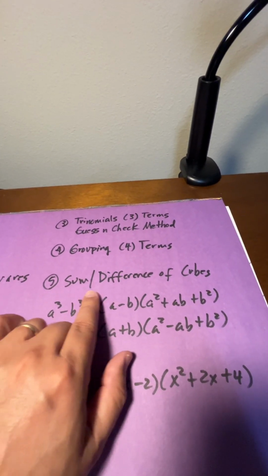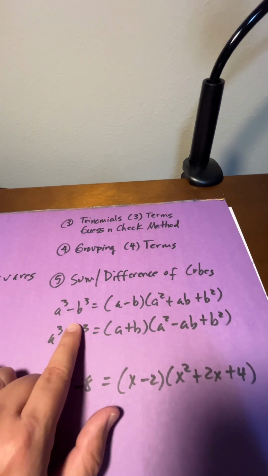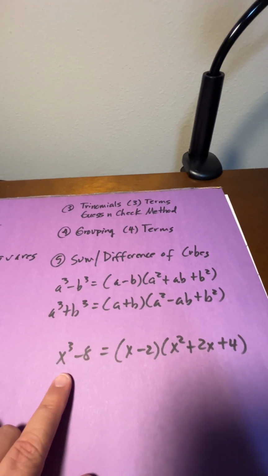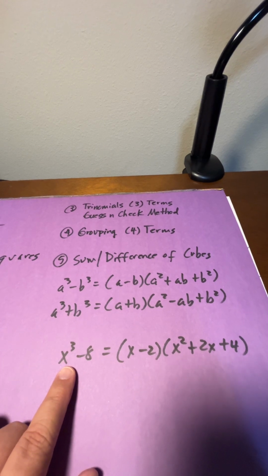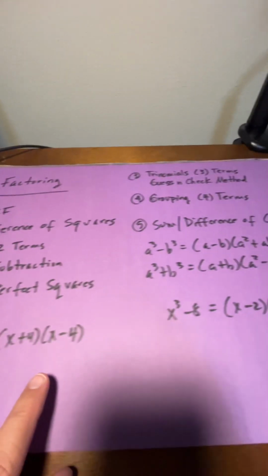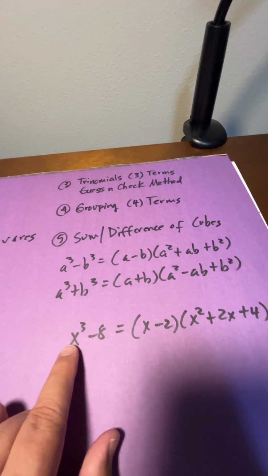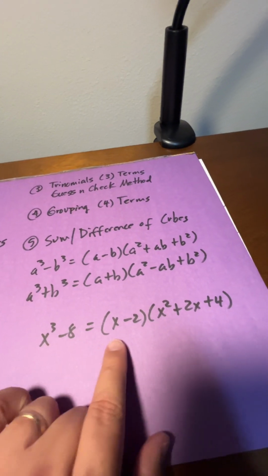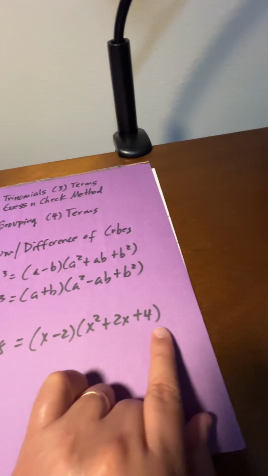Last but not least is the sum or difference of cubes, and these are the formulas for those. Here's an example here, x cubed minus 8. So how is this different than this? Well, notice that these terms are perfect cubes instead of perfect squares. So if these are perfect cubes, you have a small set of parentheses and then a longer one.